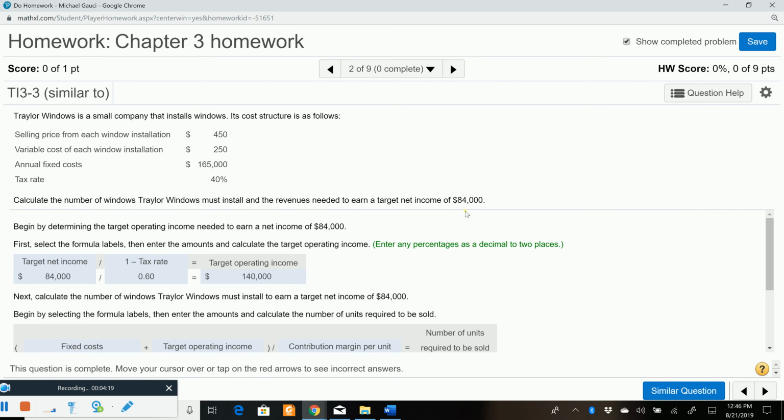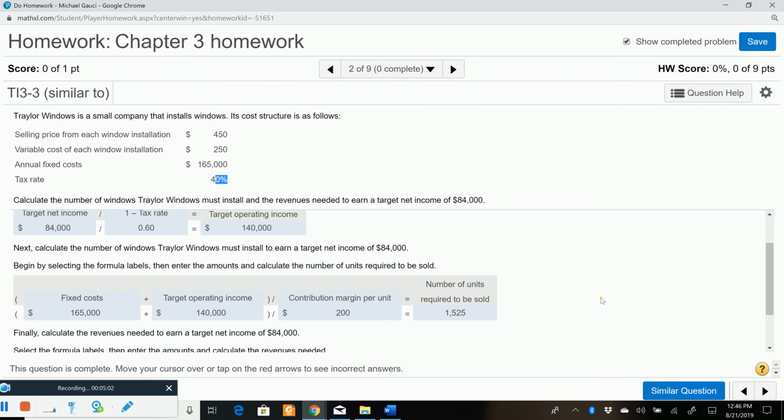$84,000. So before we do that, we need to take this target net income of $84,000 and divide it by 1 minus the tax rate. If the tax rate is 40%, 1 minus 40% gives us 60% or 0.60. In other words, in order to receive a target net income of $84,000 with a tax rate of 40%, that would be the same as obtaining a target operating income of $140,000. 84,000 divided by 0.60 is 140,000.